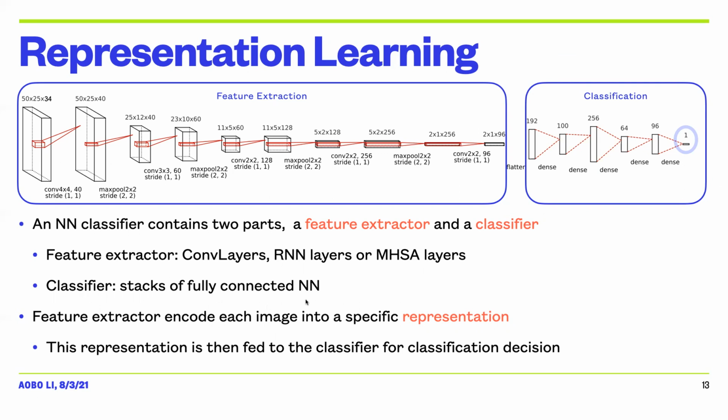The goal of the feature extractor is to convert each input image or waveform into a specific representation of the image or the waveform. In the case of the convolutional neural network classifier, what happens here is that I convert this 50 times 25 times 34 dimensional image into a 198 dimensional vector. This is a representation of this input image. This representation is then fed to the classifier, which is a stack of fully connected neural networks, for the classification decision.